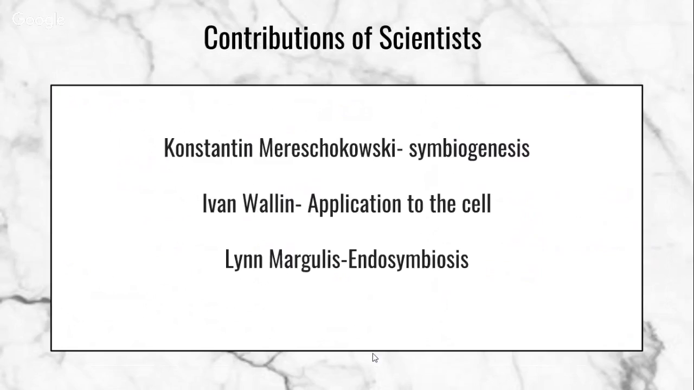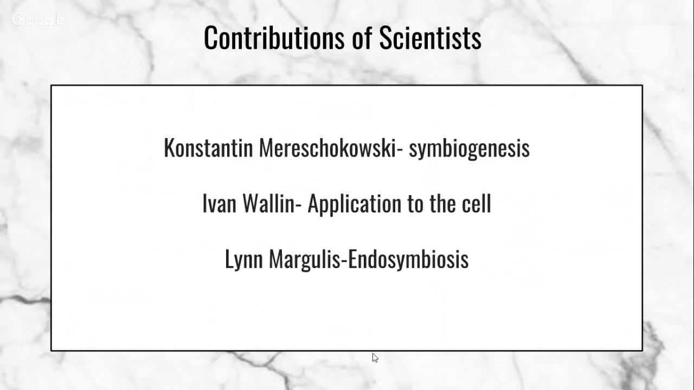Let's talk about the contributions of these different scientists. The first one is Konstantin Mereschkowski, and he was a botanist that proposed the idea of symbiogenesis. This theory states that complex organisms were the result of beneficial relationships between more simple organisms. Ivan Wallin took this theory and applied it to the cell. He said mitochondria were simple organisms. They began as bacteria, and then they became part of the cell because of this theory.